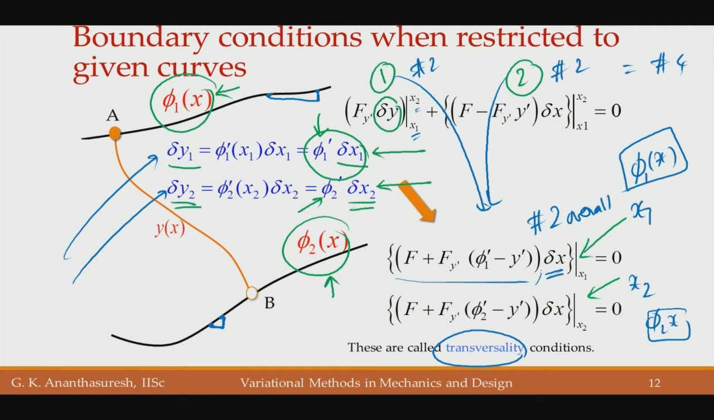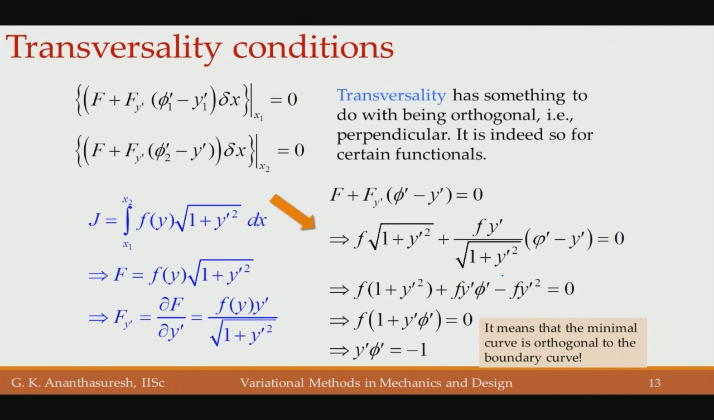When the end is not fixed, then that must be 0. Those are the transversality conditions. We understand what those are. Okay. So, transversality actually comes in the following way.